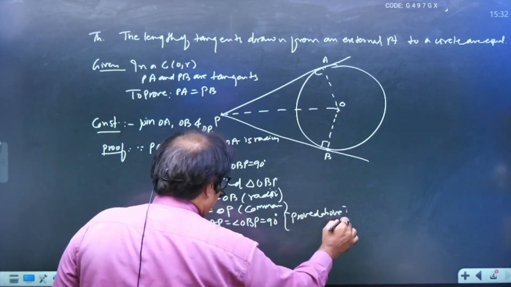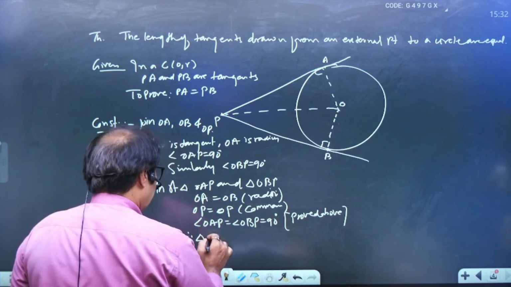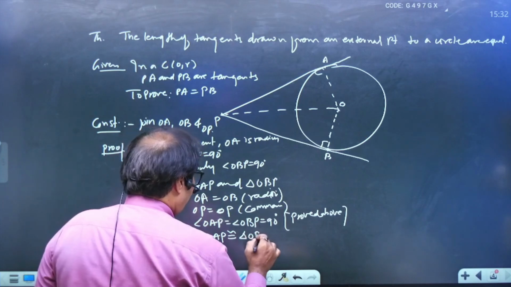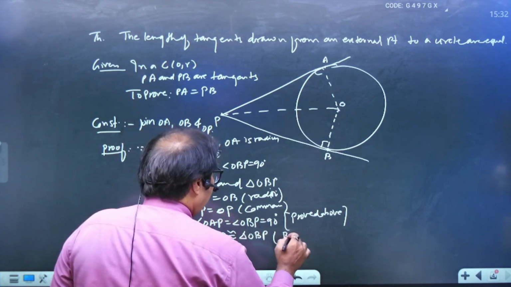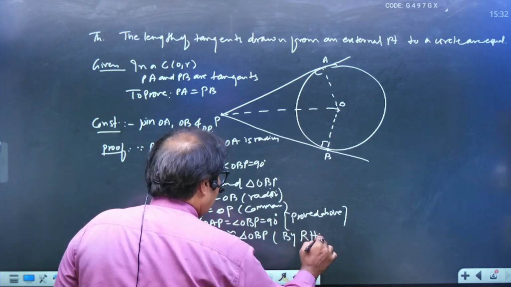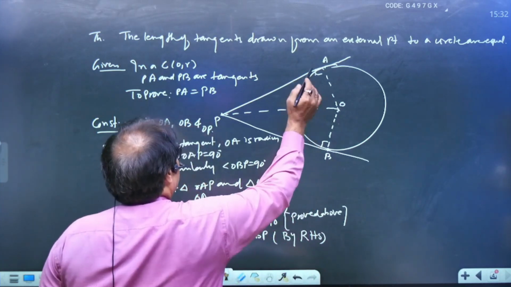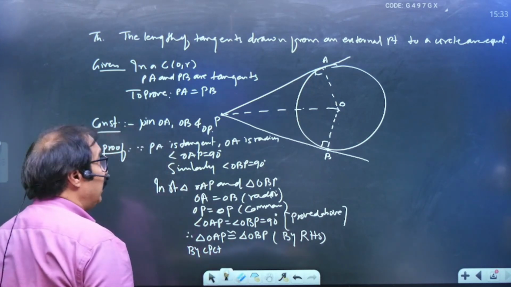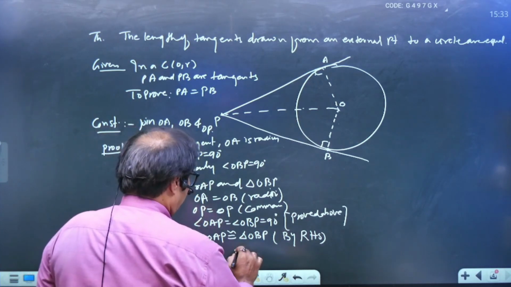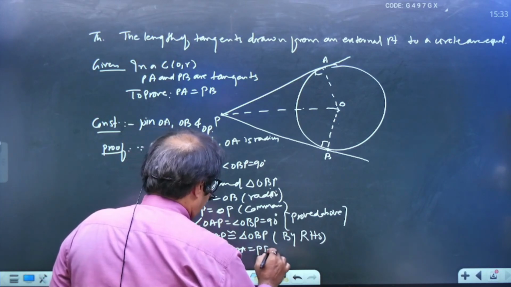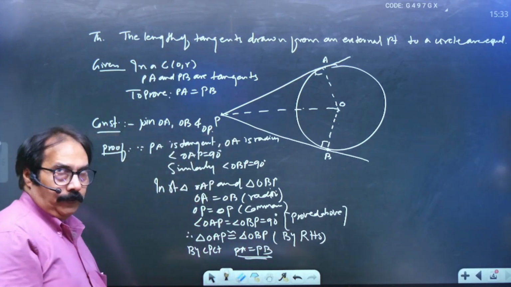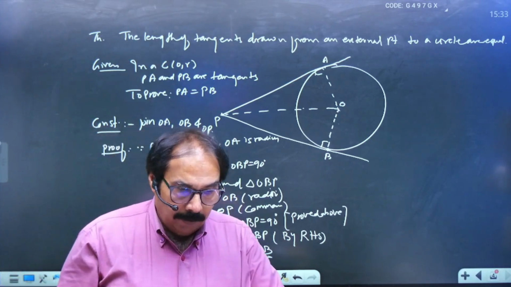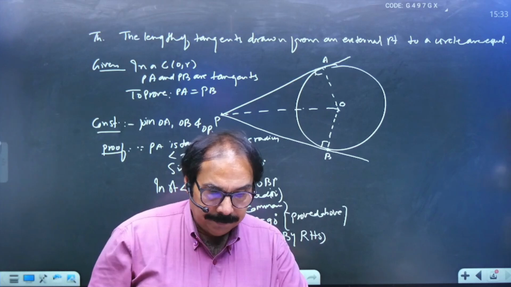Therefore triangle OAP is congruent to triangle OBP by the RHS rule, right angle, hypotenuse and side. So by CPCT, corresponding parts of congruent triangles, PA is equal to PB, and this is the proof of your theorem. Got it? Very simple theorem. Only these are the two theorems.